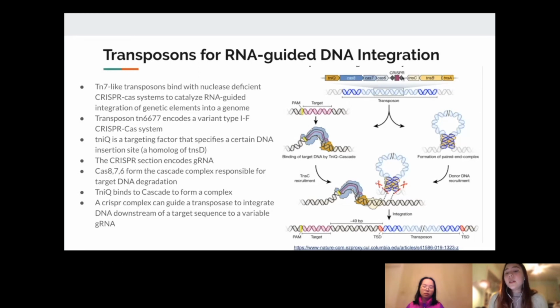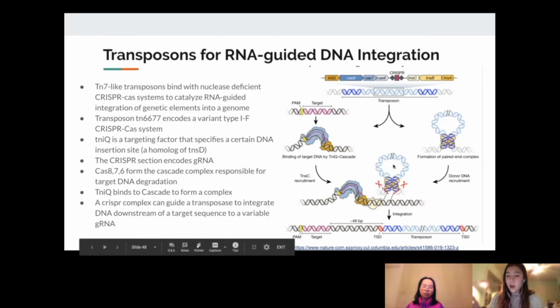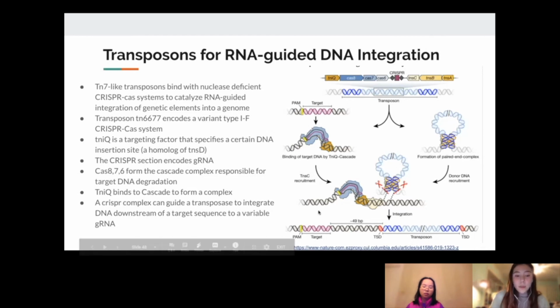So that's important because now we realize that this CRISPR-Cas system is integrated and working directly with these TNS enzymes in order to still guide integration of DNA based on a specific target sequence.